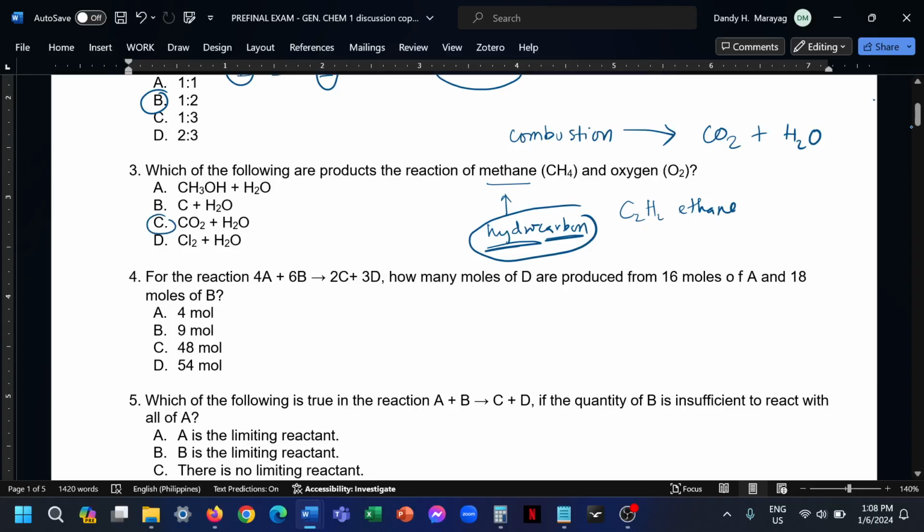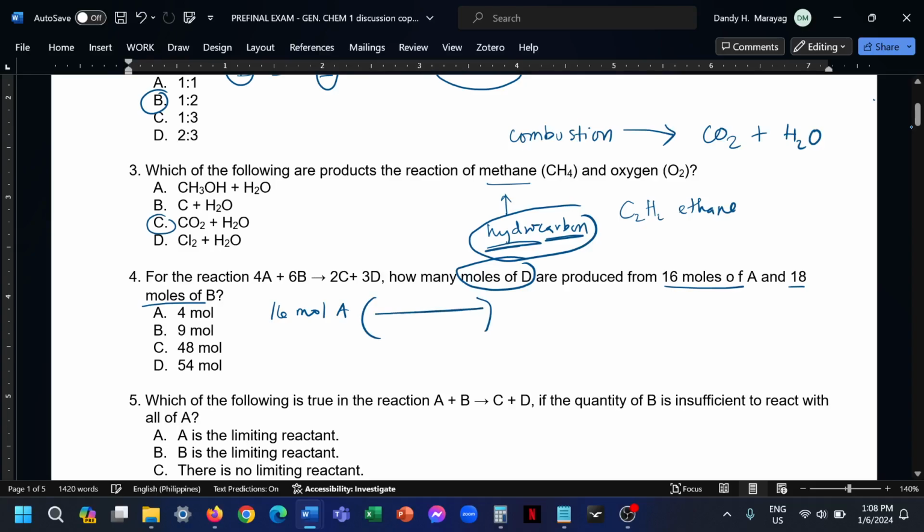Number 4, for the reaction of 4A plus 6B yields 2C plus 3D, how many moles of D are produced from 16 moles of A and 18 moles of B? So here again we have two reactants, 16 moles of A and 18 moles of B. Again, let's determine how many moles of D can be produced from these amounts of the reactants. We have 16 moles of A.